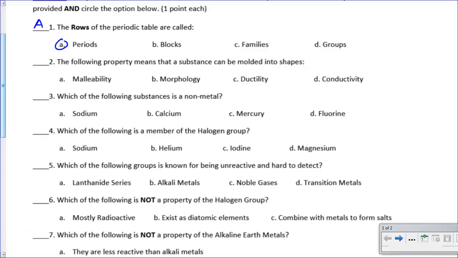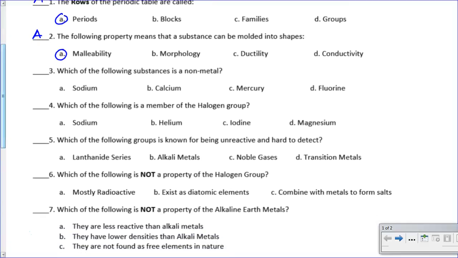Number two, the following property means that a substance can be molded into shapes. Molded into shapes, that is malleability. Morphology is not a real thing as far as I know. Ductility is the ability to be drawn into wires. Conductivity is its ability to conduct heat or electricity.